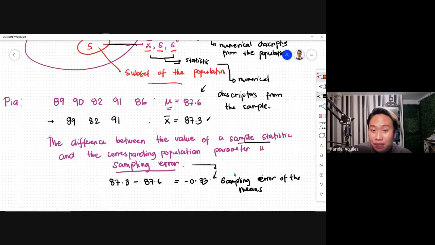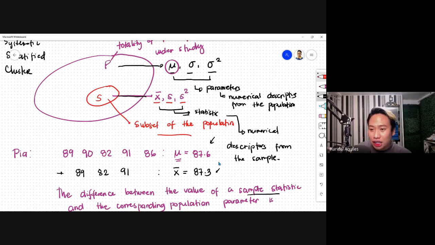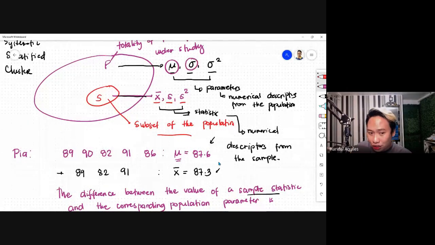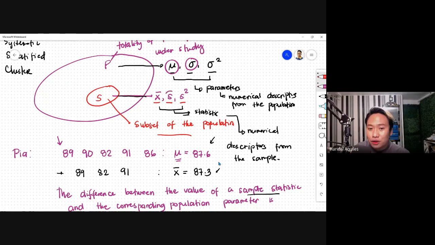Why means, sir? Because I'm only considering the mean of the population and the mean of the sample. Sir, is there also a sampling error for the standard deviation and for the variance? Yes. You need to solve for the standard deviation of the population, as reviewed in our previous discussion, and also the standard deviation of the sample. You subtract those two numbers, and that is the sampling error of the standard deviation. The same goes for the variance. You solve for the variance of the population as well as the variance of the sample, then get the difference. The answer is the sampling error for the variance.